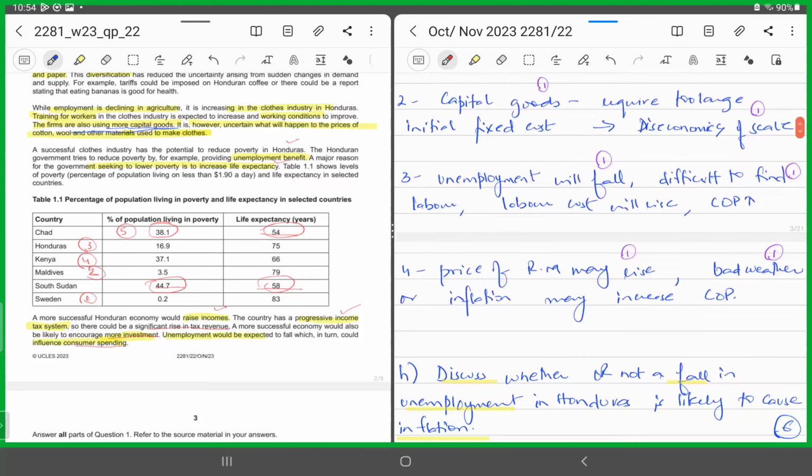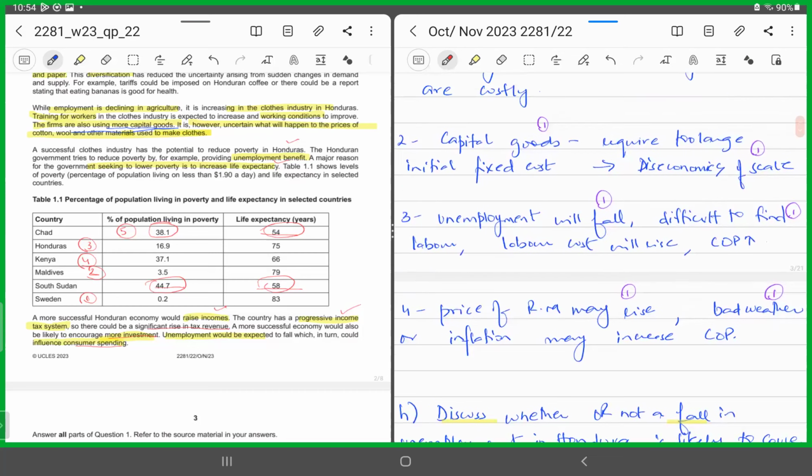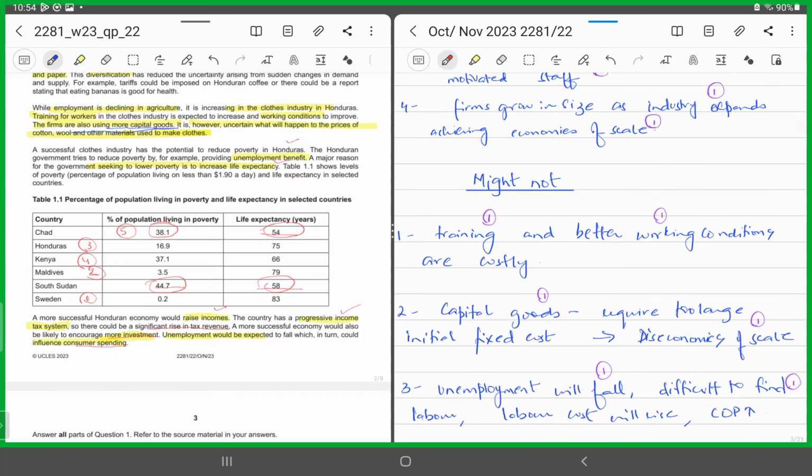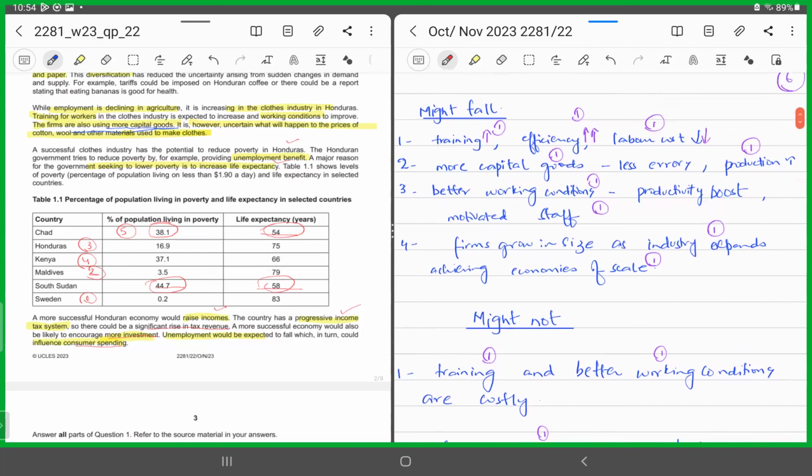All right. You could say that if the inflation or bad weather might contribute towards the rising cost of production of clothing in Honduras, it could be that the cost of producing clothes might rise in future. If the inflation is higher than the amount of benefits that the higher levels of training and employment of capital goods would be yielding, then the cost of producing clothes in Honduras might rise in the near future, right?